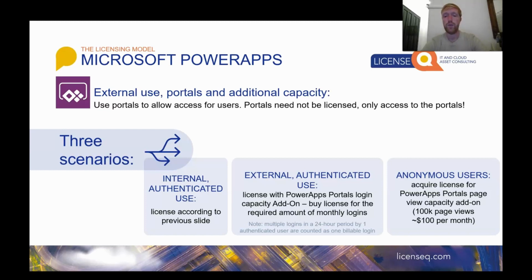And if you have multiple logins in a 24-hour period by one authenticated user, these are counted as one billable login. So it's a 24-hour period and you don't need to count additional logins within that period for that same user. And you have a scenario for anonymous users, then you acquire a license for PowerApps portals page view capacity add-ons. You can buy that, for instance, for 100K page views, which is around $100 per month. So that's for basically if you don't know how many users are going to access that application. So you put an application online and you build it within PowerApps. You don't know how many users are going to use it. You should license it according to that licensing model.